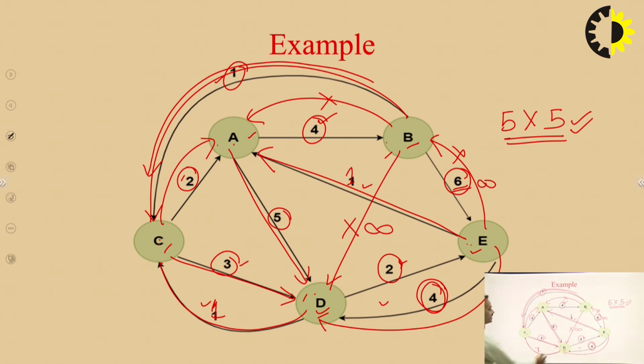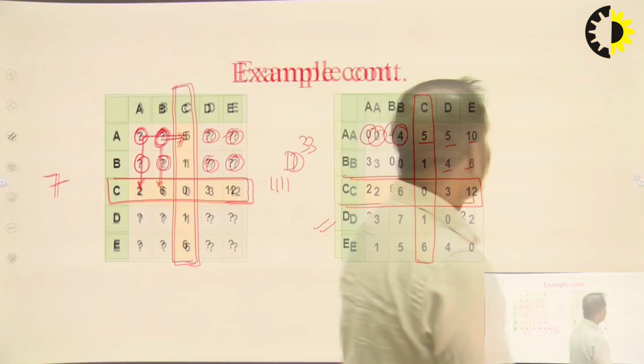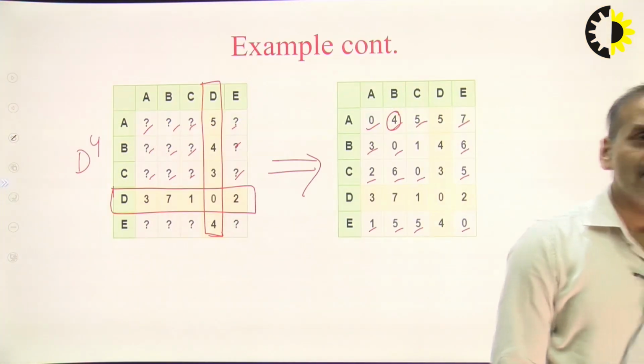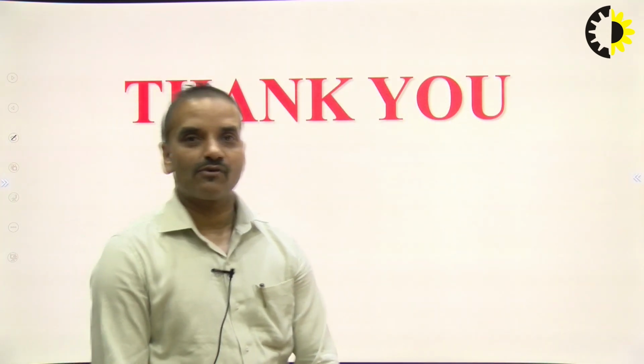The distance from D to A: there is no direct edge from D to A, but there is a path D to C, then C to A, and the distance is 3, because here is 2 and here is 1. 2 plus 1 gives 3. By using this method, we find the distance between all pairs given in the graph. This is all about Warshall's algorithm. Thank you.